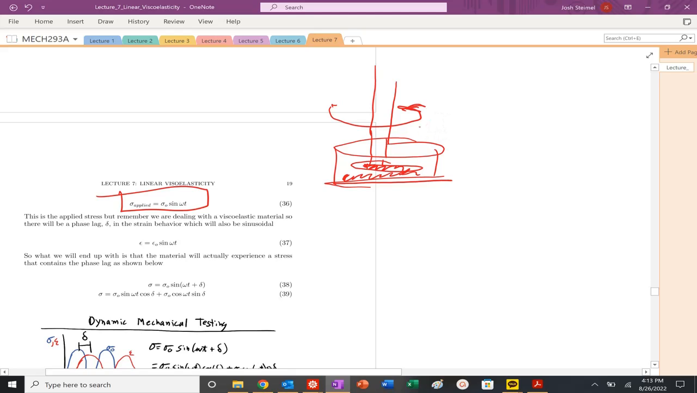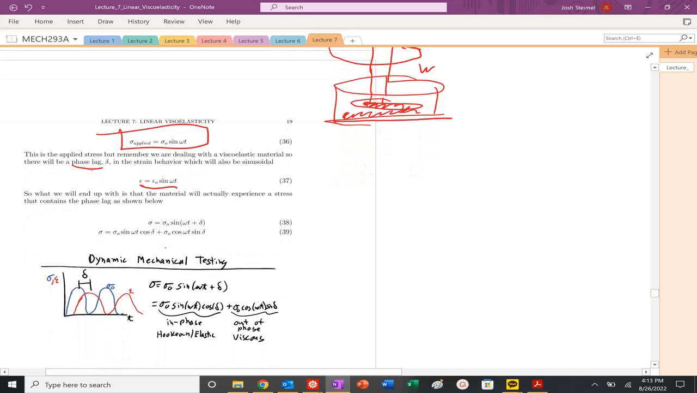So at a certain frequency. You can do scans at different frequencies and temperatures, and frequency is related to rate as well. Now the material will have a strain response, but that strain response will typically have a phase lag to it. So the material experiences a sinusoidal stress and a resultant strain as well.